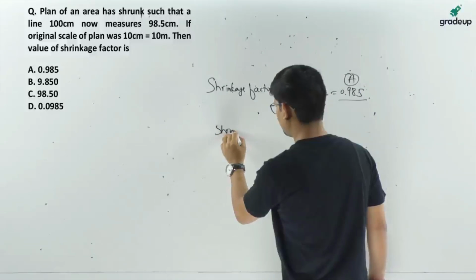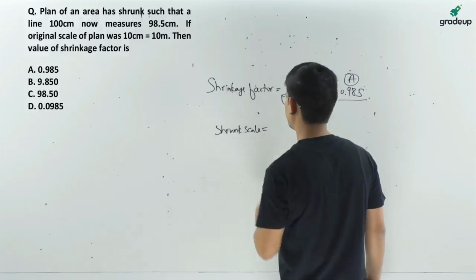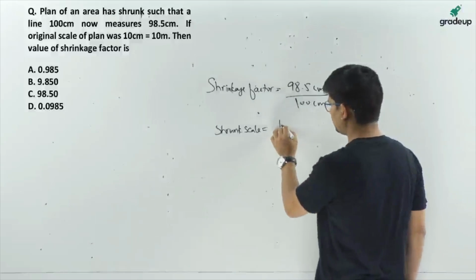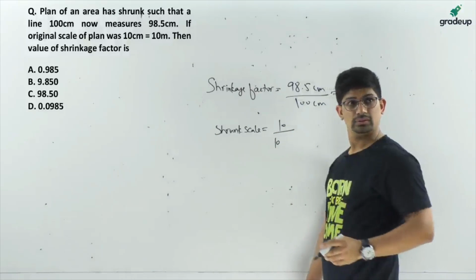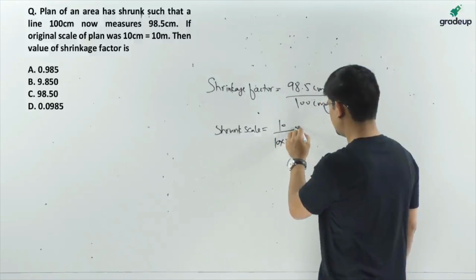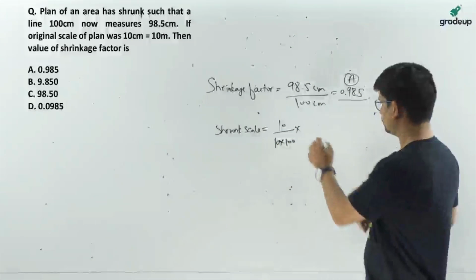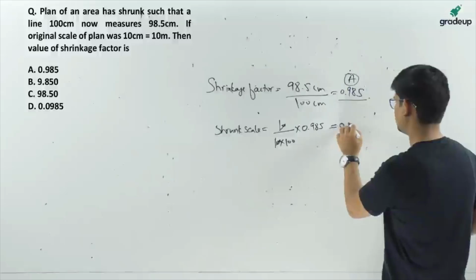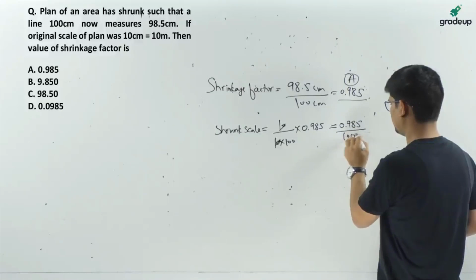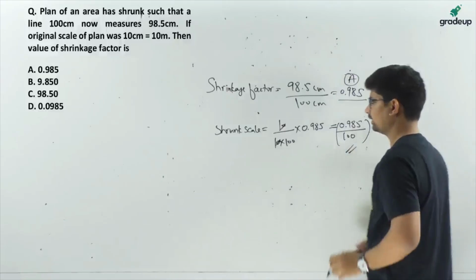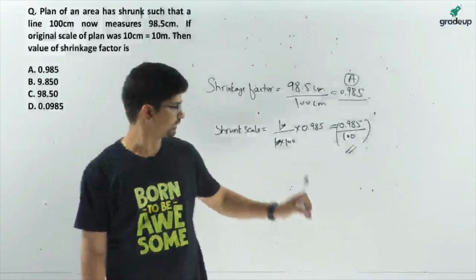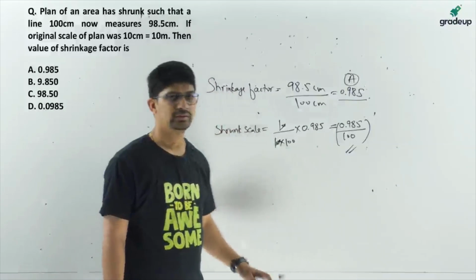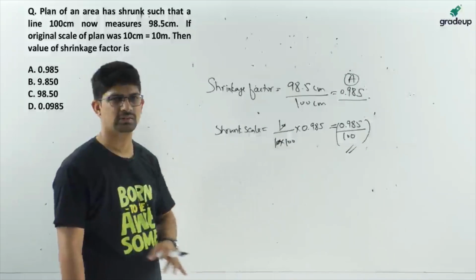However, if it had asked the shrunk scale, the original scale is 10 centimeter by 10 meters, so 10 into 100, this is the original scale, and into shrinkage factor 0.985. So 10 cancels, so 0.985 divided by 100. This would have been the shrunk scale. This is the more accurate scale now, and if today we are measuring a distance from the map, then we will use the shrunk scale and not the original scale.